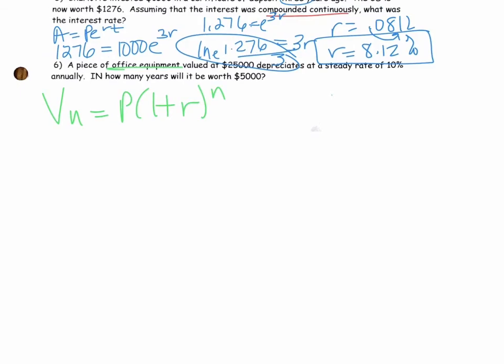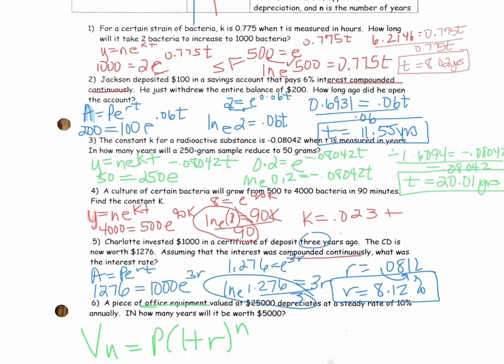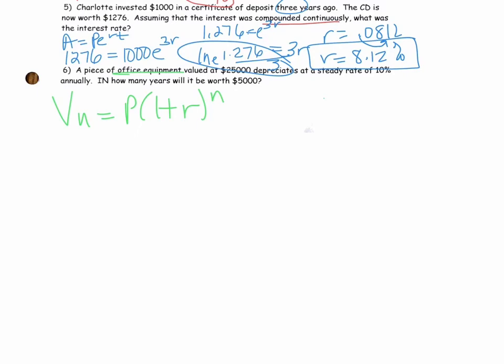And I'm going to double check. Notice I don't have these memorized either. You don't have to memorize them. These would be given to you if we were in the classroom. V sub n stands for the value at the end. So it's now worth 5,000, so it would be 5,000. P stands for the initial value, well, it was 25,000.